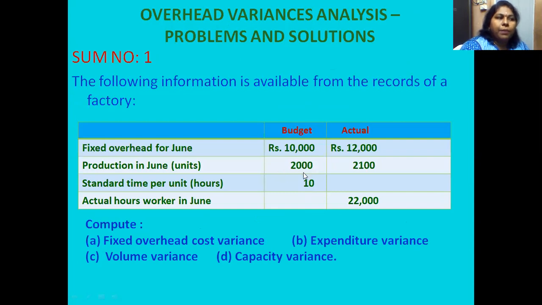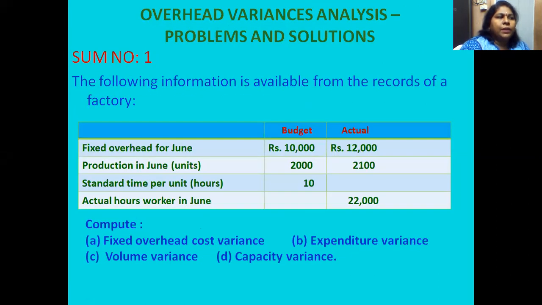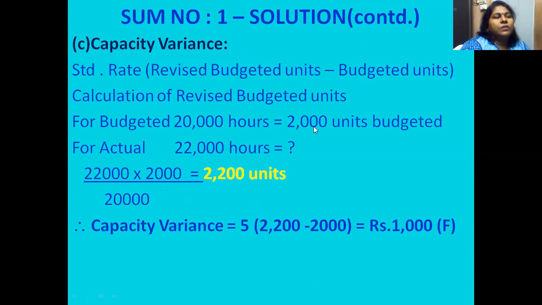20,000 hours. Again, I'm repeating: the standard production is 2,000 units, and for producing a single unit, you may take 10 hours. So as per the standard, the budgeted working hours is 20,000 hours. For the budgeted 20,000 hours, the standard is 2,000 units. We need to work out what it is for 22,000 hours. Look at the problem once again. The actual hours worked is 22,000. Just look at that: 20,000 hours is equal to 2,000 units, so 22,000 hours is equal to question mark.